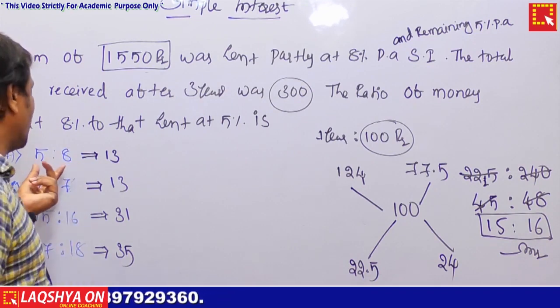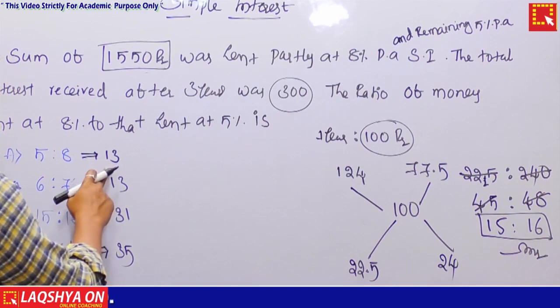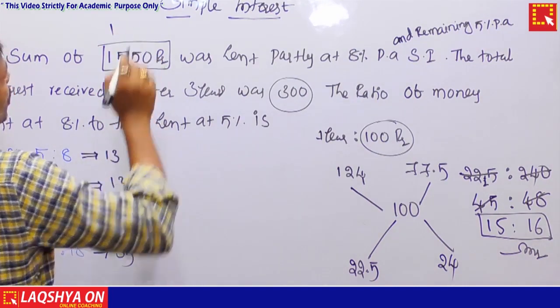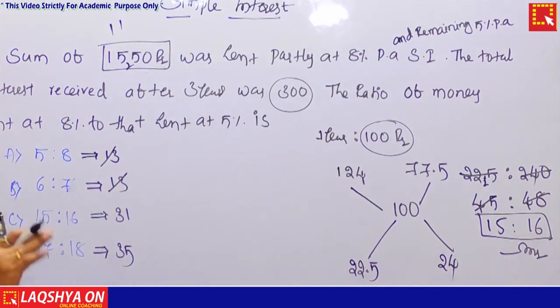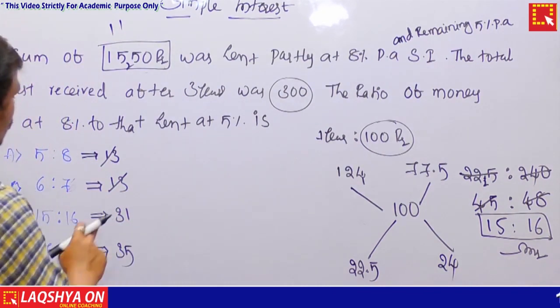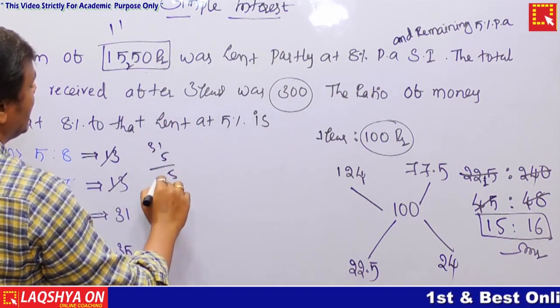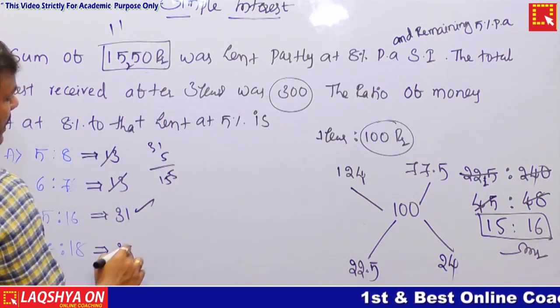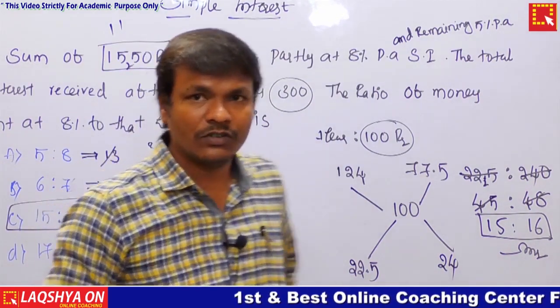Which sum of ratios will exactly divide 1550? That is our answer. 13 is not exactly divisible into 1550. For 31, 31 5s are 155, so it exactly divides. 35 is never divisible. So which is the answer? 15 is to 16.